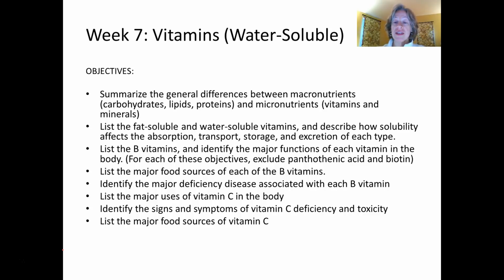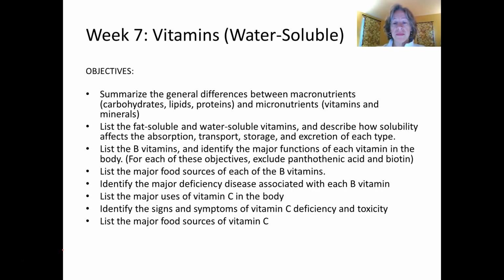Major deficiency diseases associated with each. Well, think of the classic deficiencies. So B1, the classic deficiency of thiamine is beriberi. The classic deficiency of riboflavin is ariboflavinosis, which consists of cheilosis, which is those cracks at the corner of your mouth, and an inflamed tongue. The classic deficiency of niacin is pellagra.